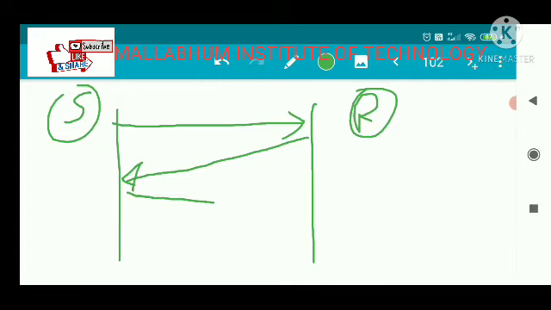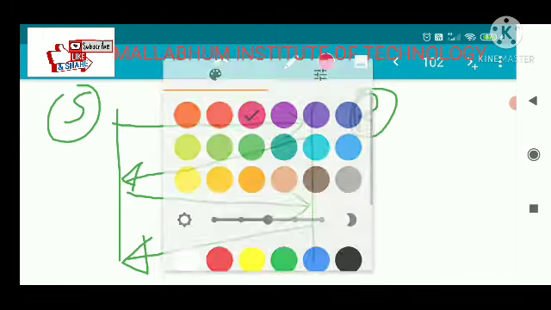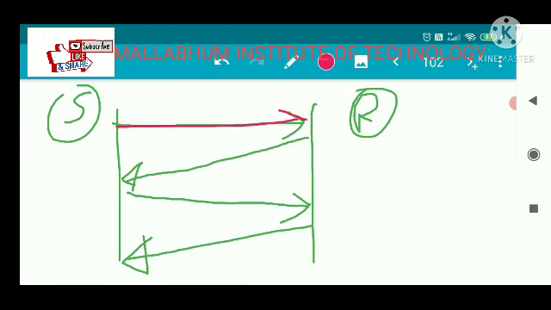Then again the sender sends the next data, and the next acknowledgement comes. So this process is repeated again and again. This is the first data packet, and this is the acknowledgement for this data packet.